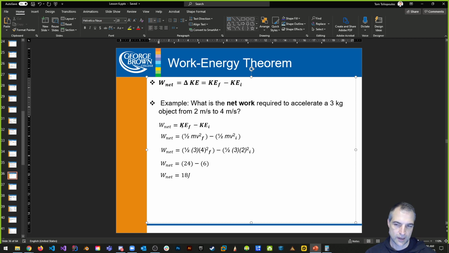So again, I took kinetic energy. We know kinetic energy is 1/2 mv squared. Kinetic energy final, meaning the final speed, as an example, times the mass. And we did the same thing for the initial speed times the mass and velocity. And once we've got that, then we can figure out the net work. It's pretty simple. Okay, let's continue.